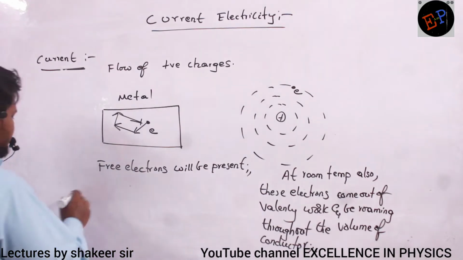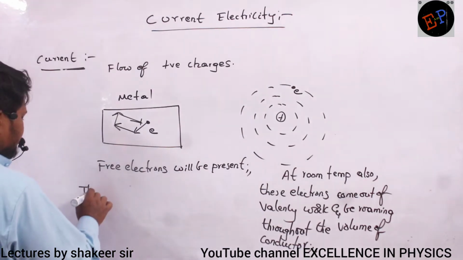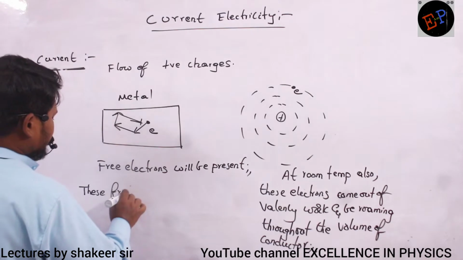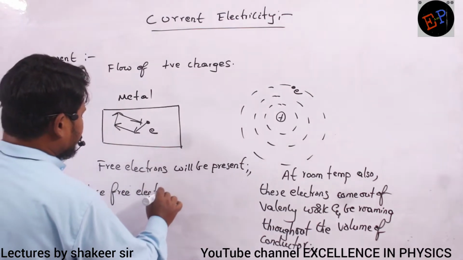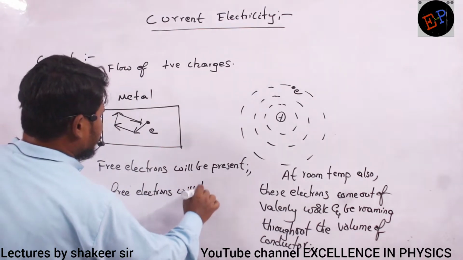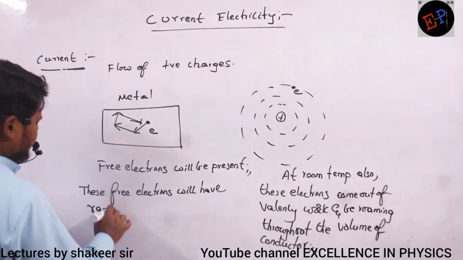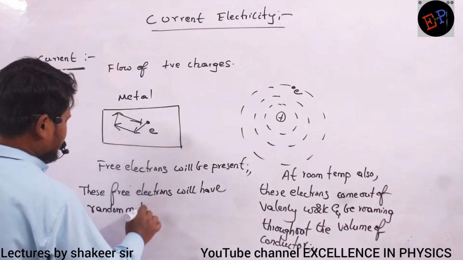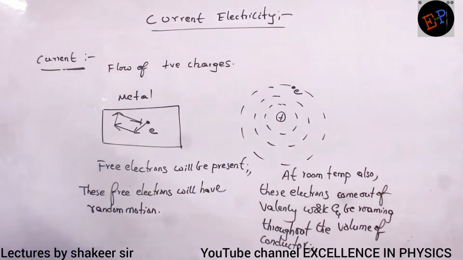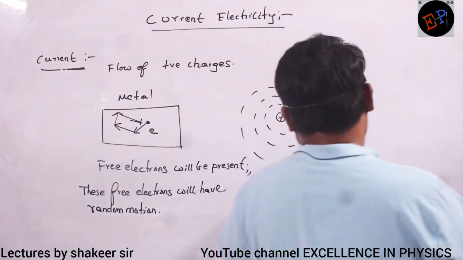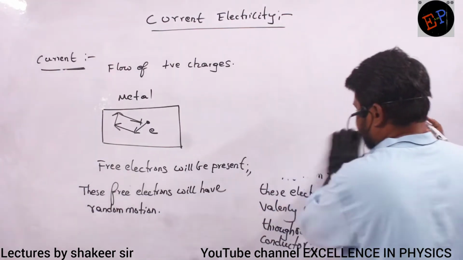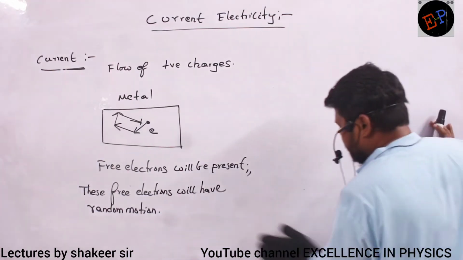So therefore, these free electrons, okay, ma, will have what kind of motion? They will have a random motion. Okay? But what I do is, I will connect a battery to this one. Are you able to understand?